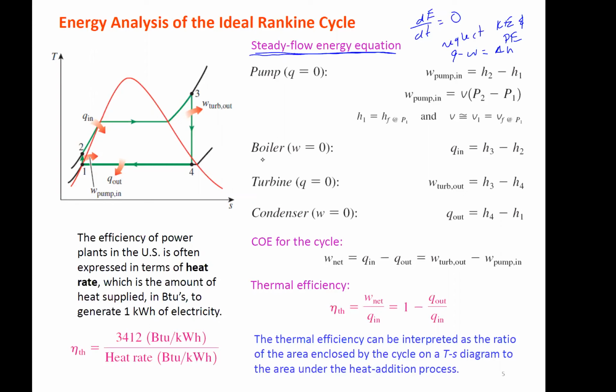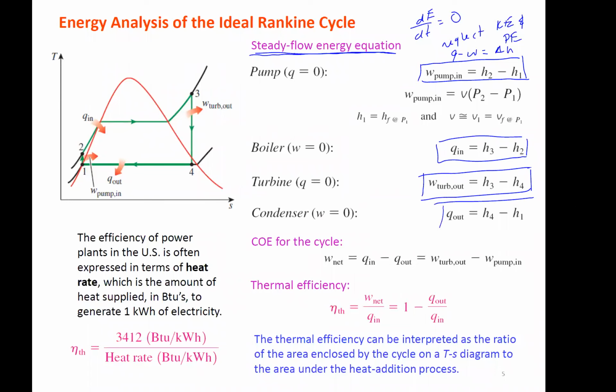So on the pump, we just have delta H. On the boiler, we have delta H, turbine, delta H, condenser, delta H. The only additional thing we have for the pump is this, okay? We have the reversible steady flow equation where work is equal to the integral of V dP when it's steady flow work.